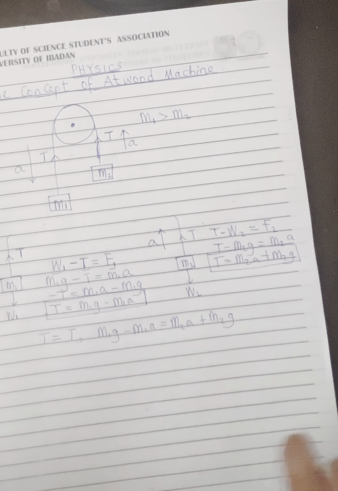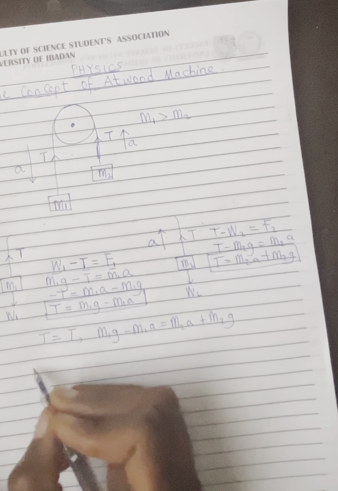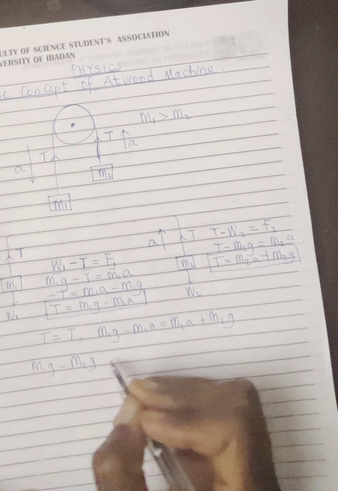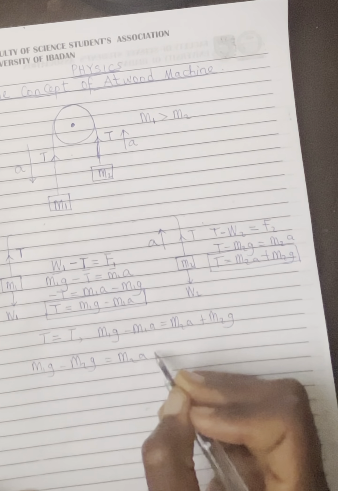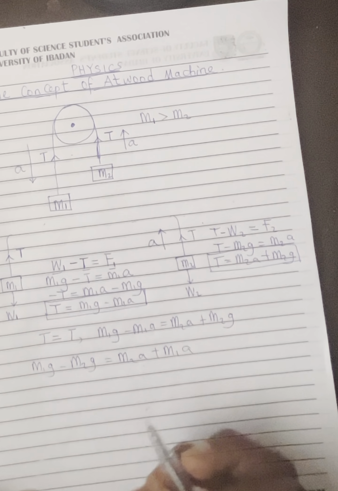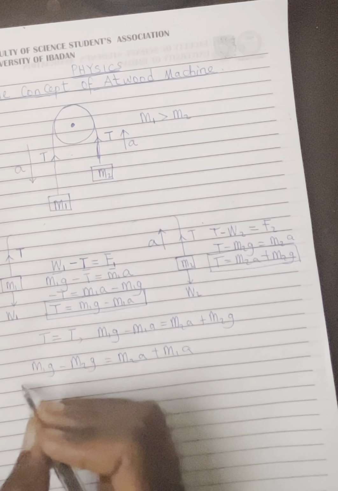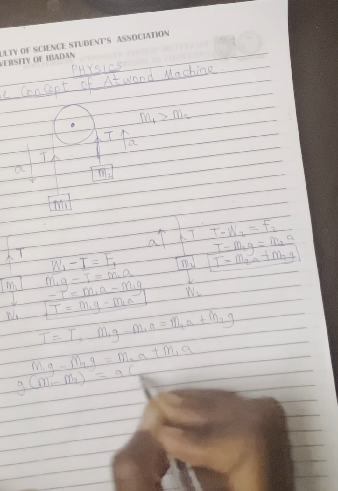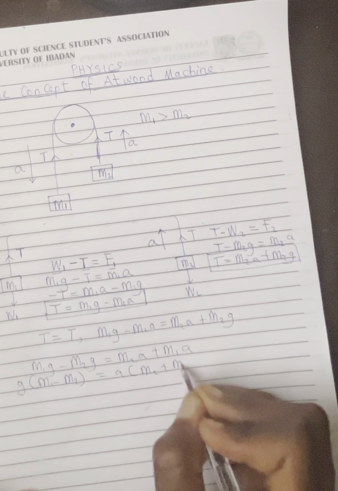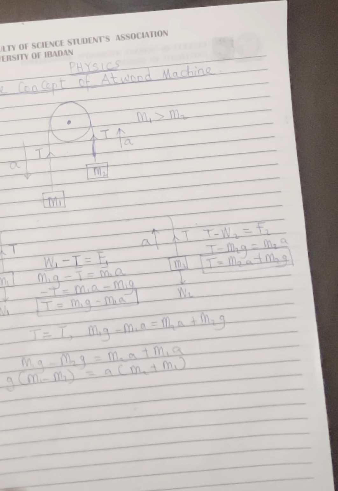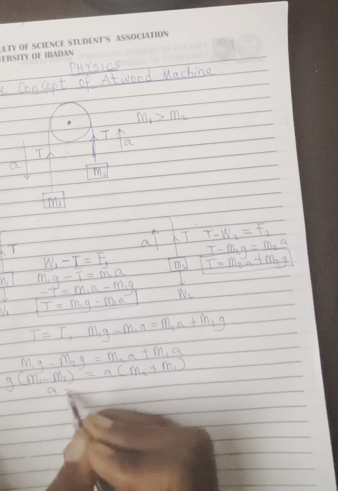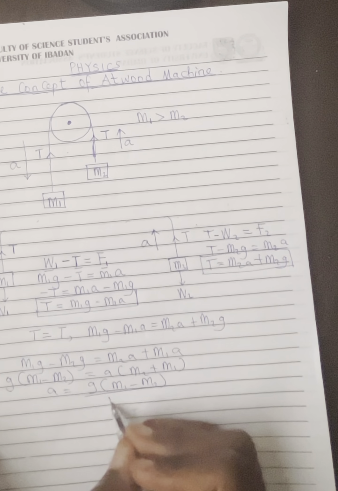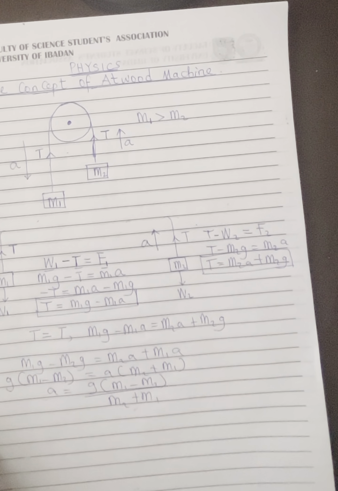And the next thing I do is I collect the like terms. So I have M1G minus M2G equals M2A plus M1A. Then I factorize. So if I factorize G, I will have G into bracket M1 minus M2 equals A into bracket M2 plus M1. And if I make A the subject of the formula, I'm going to have A equals G into bracket M1 minus M2 divided by M2 plus M1.